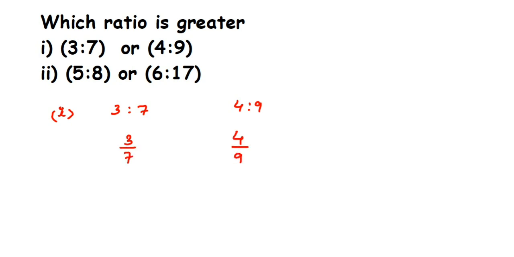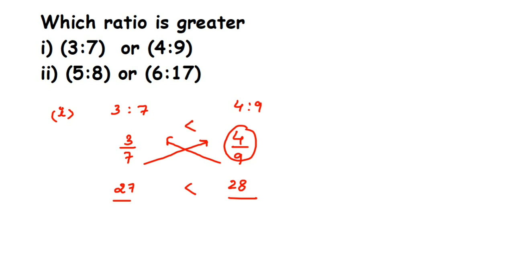After doing this, I'm going to cross multiply. Means I'm going to multiply the 9 with 3, I'm going to multiply the 7 with 4. So 9 threes are 27 and 7 fours are 28. Now out of this 27 and 28, which one is greater? 28 is greater, right? Which means 4 by 9 will be greater than 3 by 7. So here 3 is to 7 is less than 4 is to 9, or 4 is to 9 is greater than 3 is to 7.